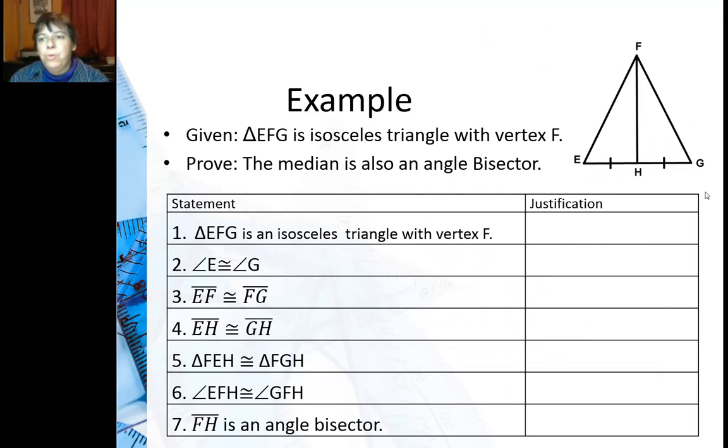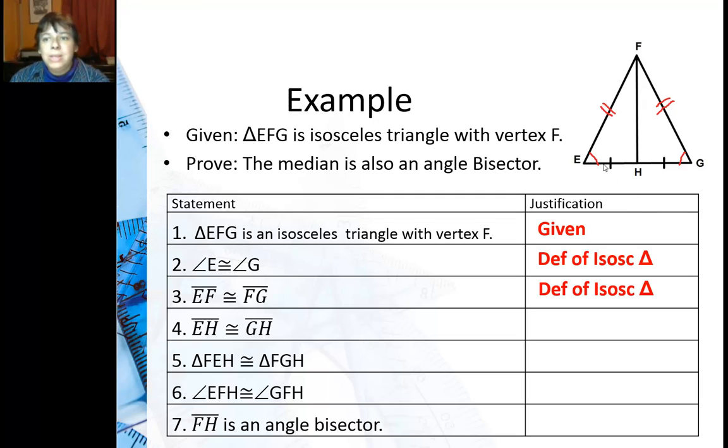In this example, we have EFG, which is an isosceles triangle with vertex F. And I want to prove that the median is also an angle bisector. Well, first of all, I write down my given, and I know that angle E is congruent to angle G. You can see I have it marked there. And the reason is, well, that's an isosceles triangle. The base angles are going to be congruent. Similarly, I can say that EF is congruent to FG because the legs of an isosceles triangle are congruent. That's the definition of an isosceles triangle.